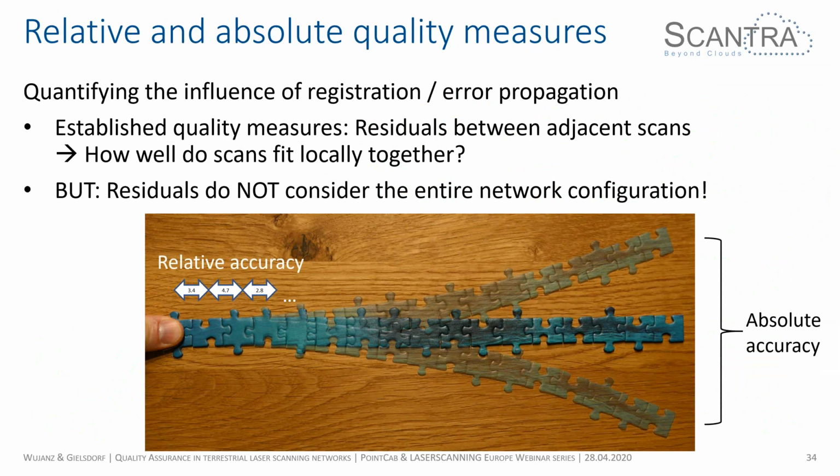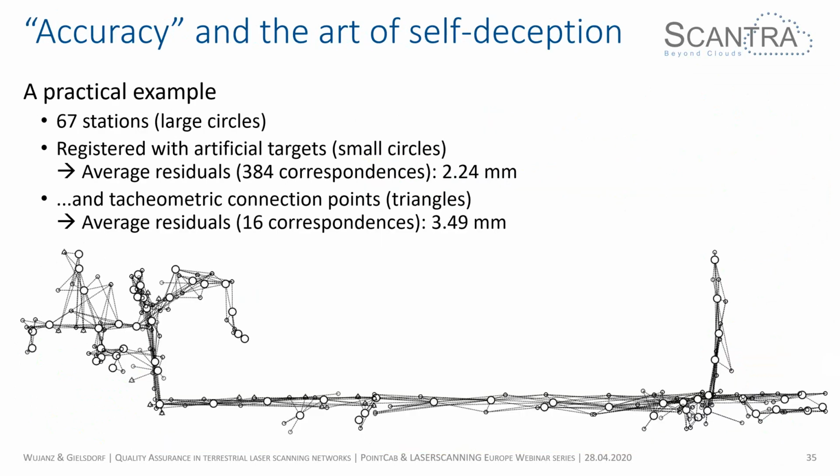And also, this is quite crucial. These are very important numbers if you do deformation measurement and everything. If you work on construction sites and have to do, for instance, construction tolerance checks, in general that's quite crucial. Or if you want to analyze the quality of your network, then these are the numbers that you actually look at, apart from just looking at how well two scans fit together. And now I call the next slide accuracy and the art of self-deception, because this is what many people do.